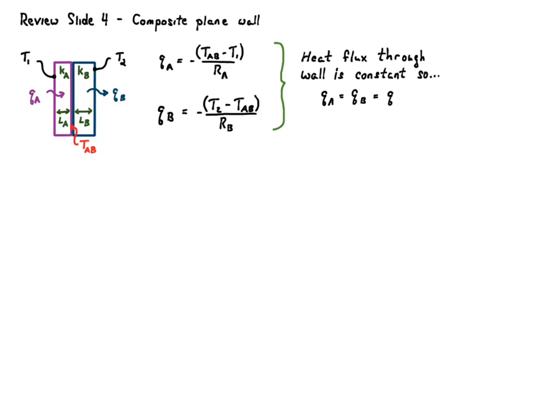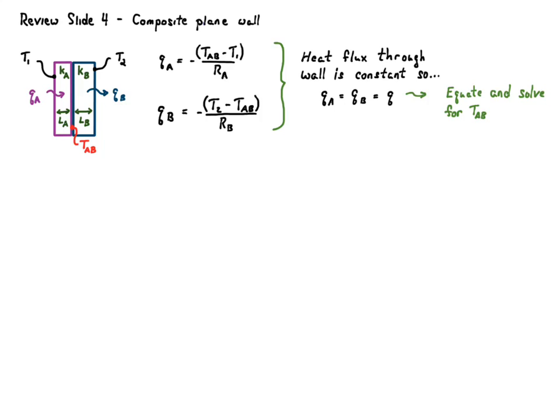Now this is going to leave us with one unknown, and that is going to be the interface temperature, temperature AB. To enable us to find the heat rate, we need to figure out what this variable is. So our next step is to equate and solve for TAB.